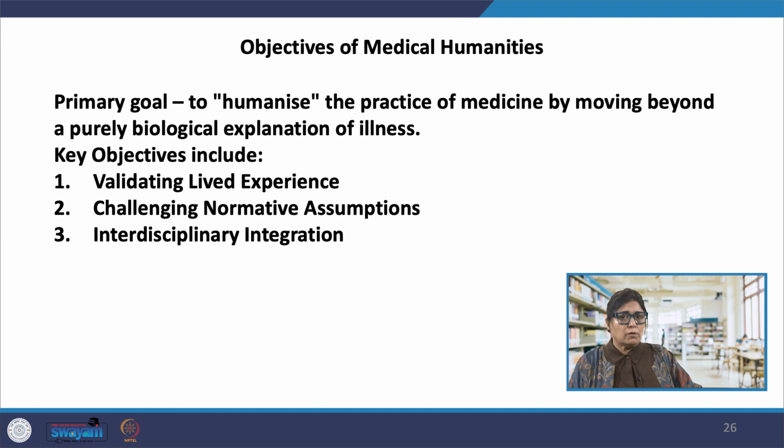So, the objectives of medical humanities. The primary goal of medical and health humanities is to humanize the practice of medicine by moving beyond a purely biological explanation of illness. So, the key objectives include validating lived experience. This involves prioritizing the personal narratives and life stories of those navigating the health system.